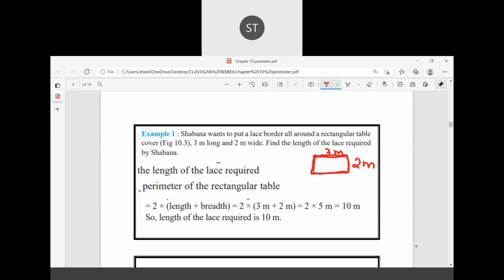So already we know the formula 2 into (length plus breadth). So we are substituting 2 into (3 plus 2), that is equal to, bracket terms we should solve first, right? So 3 meter plus 2 meter, what is the sum? 5 meter only. So 2 into 5 meter, what is the answer? It is equal to 10 meter. So length of the lace is equal to 10 meter only. So we got the answer. So we just applied the formula here.